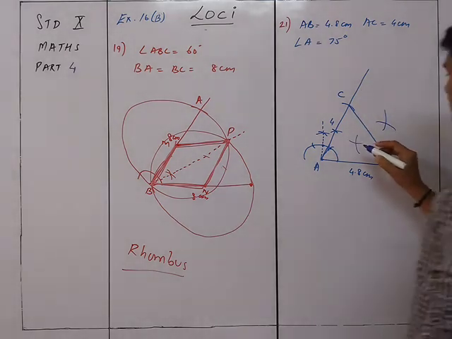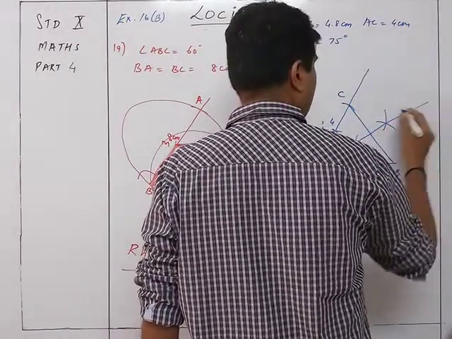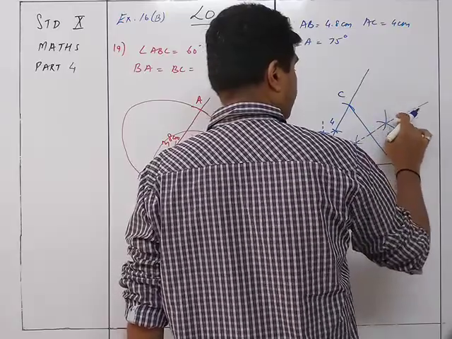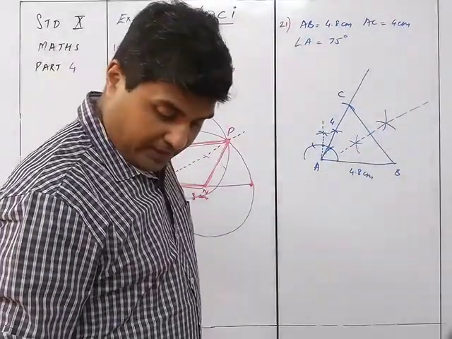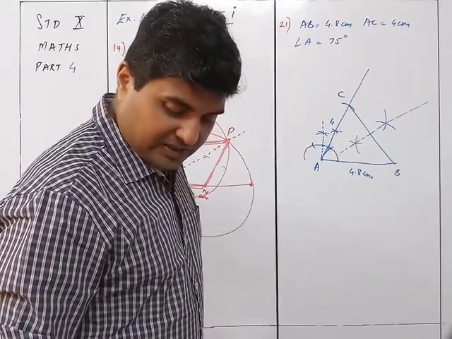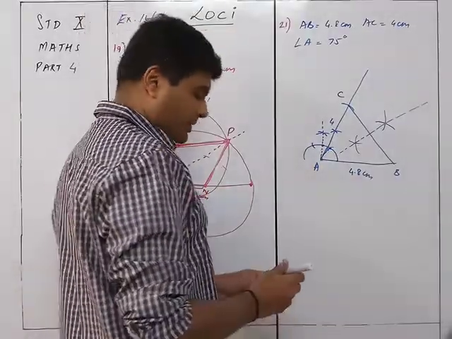So this will be the required perpendicular bisector of line BC. That is the locus of the first point. Second thing is, a distance of 1.2 centimeters from BC. Now 1.2 centimeters from BC means what?